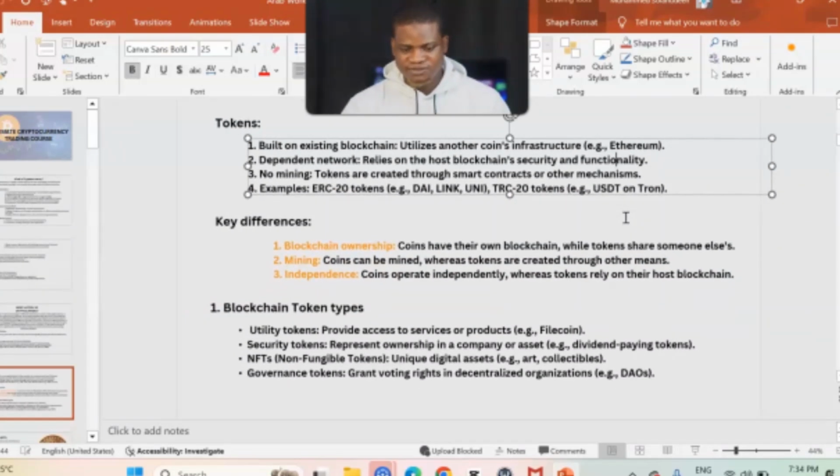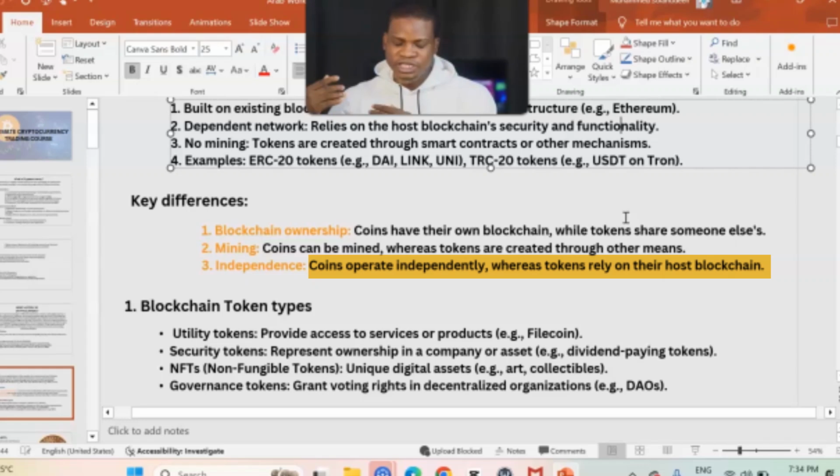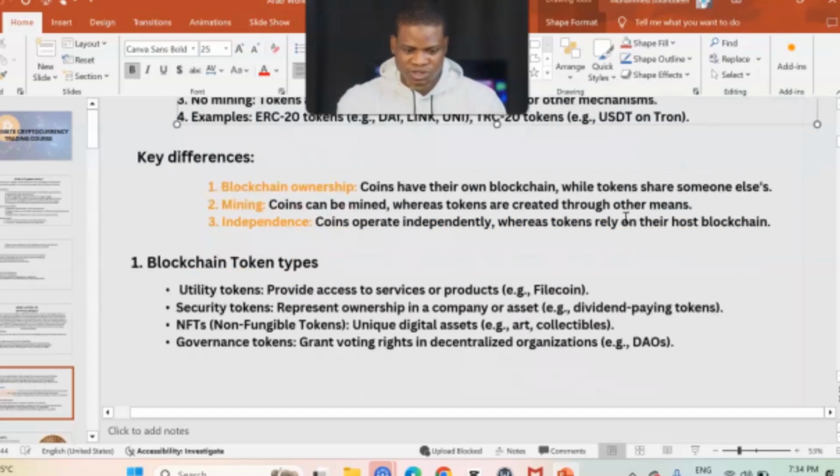Now, what are the key differences between coins and tokens? The first one is blockchain ownership. Coins have their own blockchain, while tokens share someone else's blockchain. Mining: coins are mined, whereas tokens are not mined. They are just created through other means. And independence: coins are independent, whereas tokens rely on the host. They rely on its security and functions for their functionality.